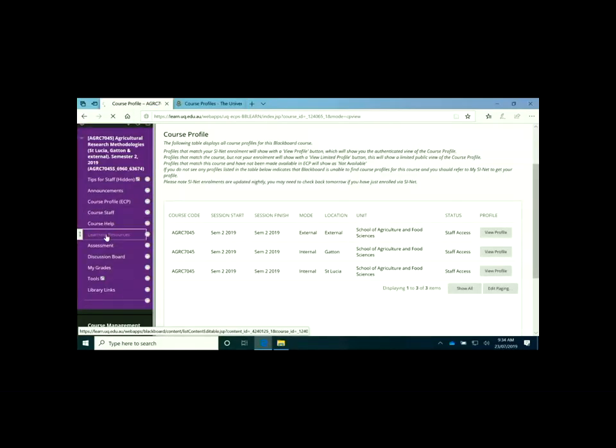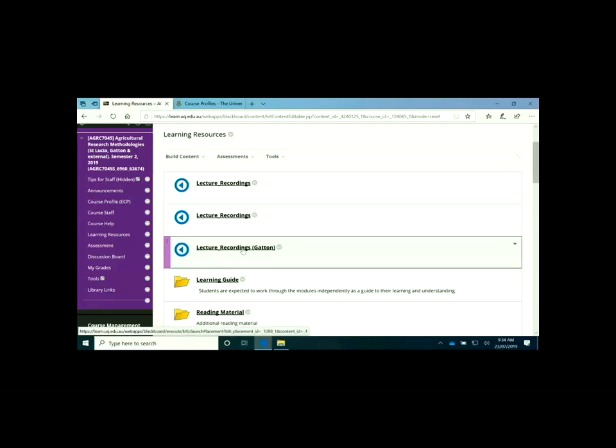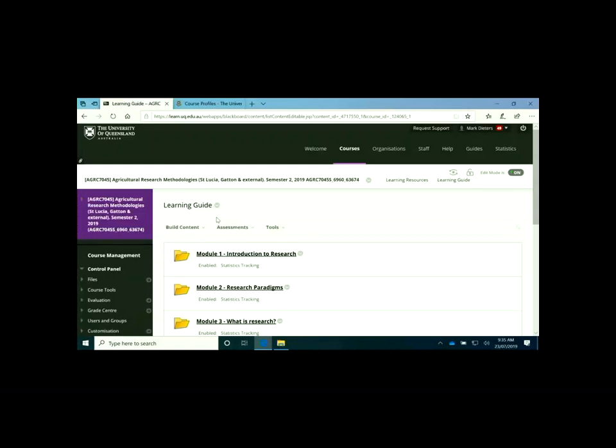The other part is the learning resources. I don't quite know why we have three lots of recordings, but the recordings are done automatically. Because the course is taught via a video link, it gets recorded at Gatton and at St Lucia. So there's usually two copies, which is good because sometimes one of them doesn't work. There's also a learning guide here that has a number of modules that you can read through, which gives you additional information about the topics we're talking about in class. You're strongly encouraged to read that and work through those modules independently.